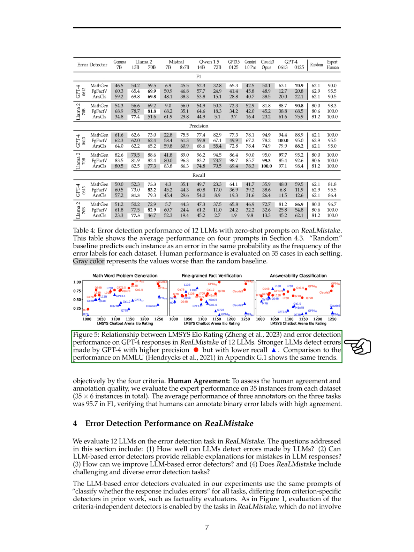We present a table showing the error detection performance of the 12 LLMs using zero-shot prompts in ReaLMistake. The table displays the average performance on 4 different prompts. The random baseline predicts errors at the same rate as the error labels in each dataset. Human performance is also evaluated in each scenario.